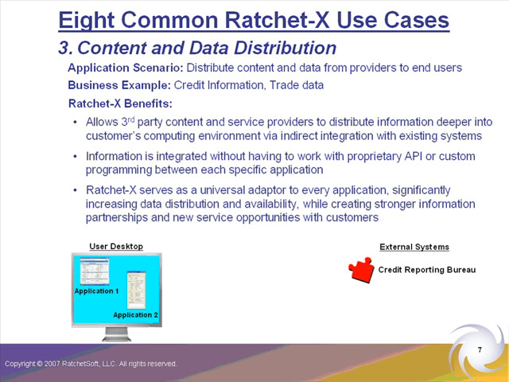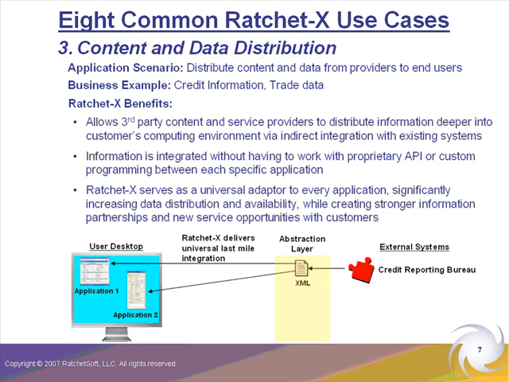The third use case is called Content and Data Distribution. This use case is a powerful mechanism that allows content and service providers to embed their capabilities deeper into the user's computing environment without having to directly integrate with each application in that environment. For example, let's say a credit bureau wants to make its credit reports available to application users from within 10 targeted applications. Without Ratchet-X, the credit bureau would have to go through the pain and expense of creating a one-off integration into each application, assuming each application has an API.